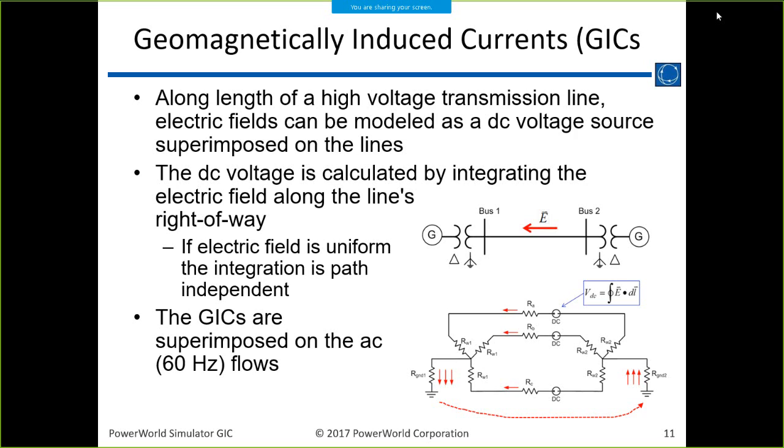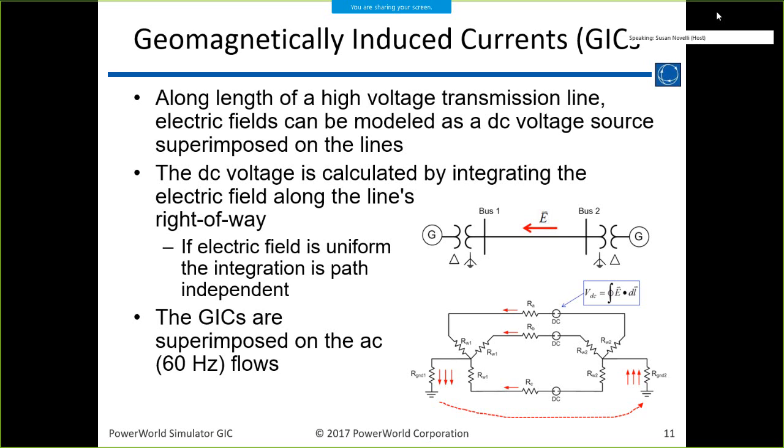The simplest sort of electric field to consider is what's called a uniform electric field. That just means it's the same everywhere. To calculate the voltage induced on any conductor, you just integrate the electric field along the length of the conductor. The simplest would be if that electric field goes right along the length of the conductor. Let's say this is a 1 volt per mile electric field in that direction, and that line is 100 miles long, that means it's going to get 100 volts induced in the line. If the electric field were perpendicular to the line, there would be no induced voltage in the line.